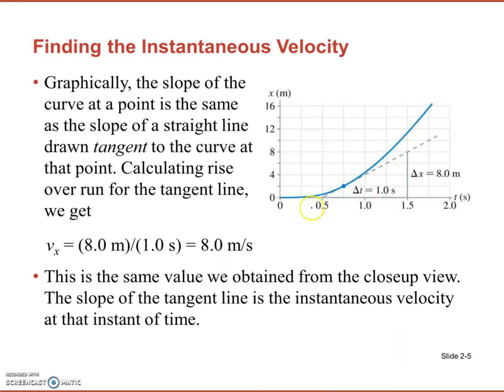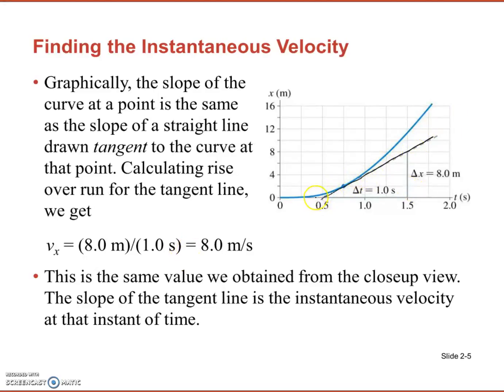Graphically, we can say the slope of this curve at any point is the same as the slope of the tangent line at that point. Now, if you've taken calculus before, you know how to find the tangent line to a curve quite simply. For those who haven't taken calculus, we're going to approximate this by drawing a line that just touches the curve at the point and finding the slope of that straight line.